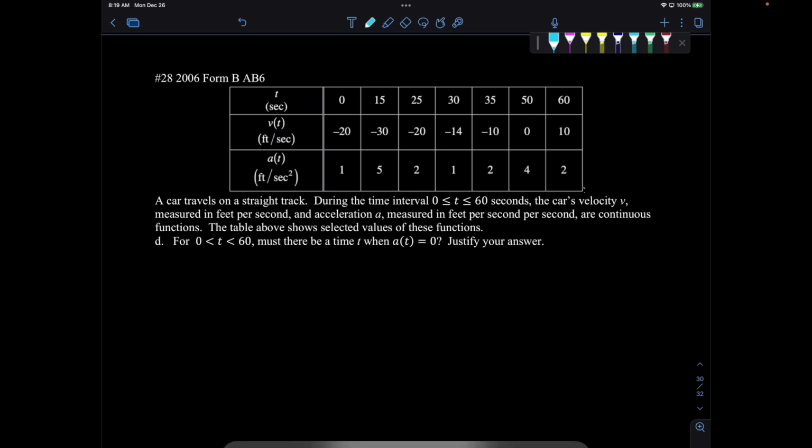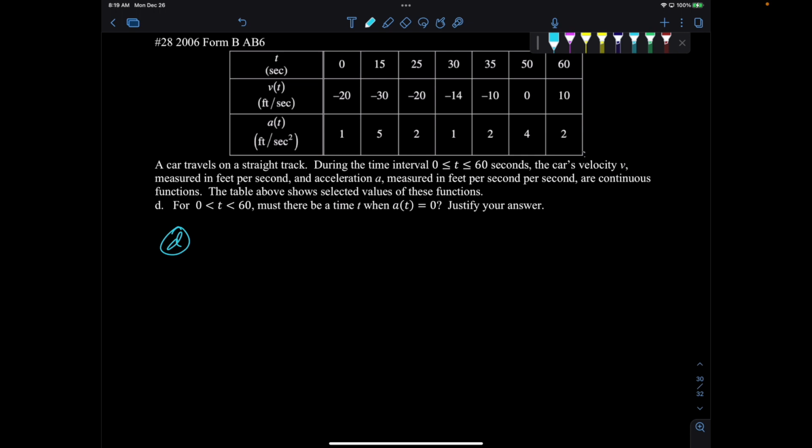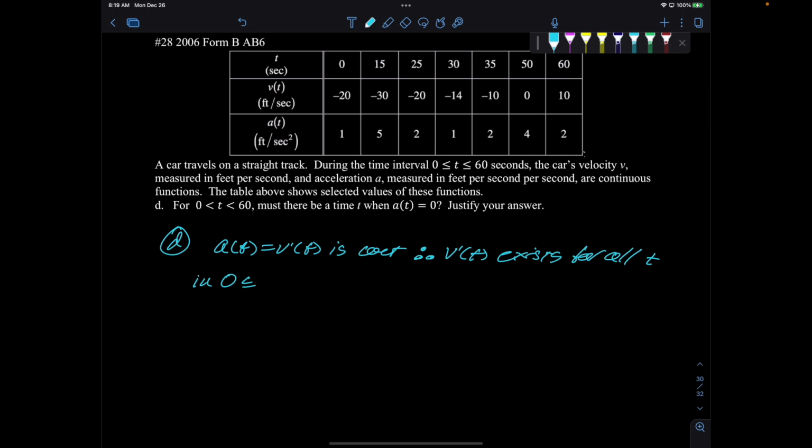Okay, so D. All right, what am I going to say? I'm going to say that a of t equals v prime of t is continuous. Therefore, v prime of t exists for all t in 0 to 60. Therefore, v of t is differentiable, which implies continuous, but also it was given that it's continuous.